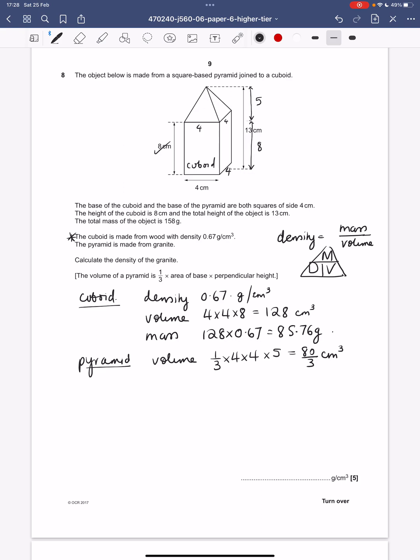Right, the mass we can work out, because the total mass is 158, and we've got the mass of the cuboid, so it's going to be 158 minus 85.76.